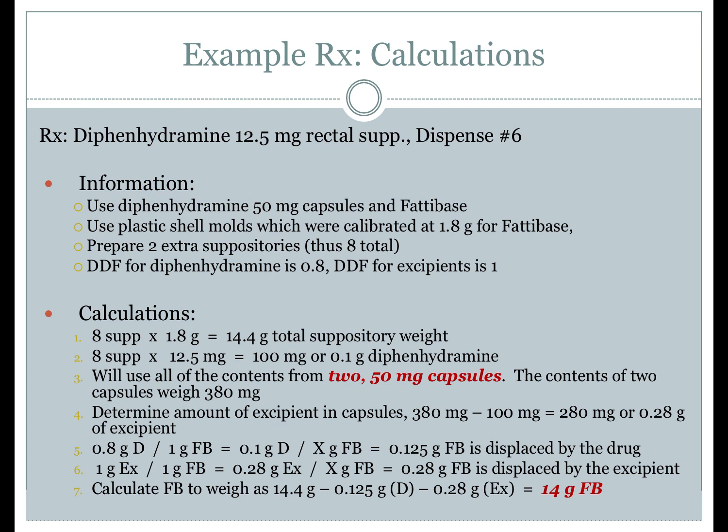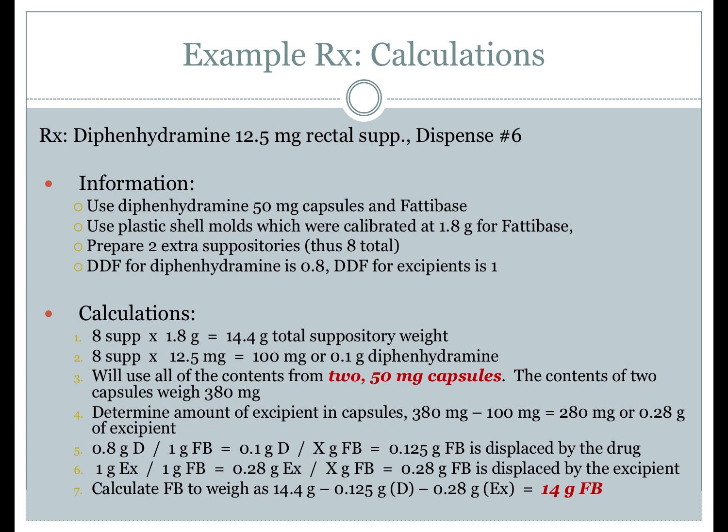Set up a proportion using its DDF as 0.8 grams of diphenhydramine over 1 gram of fatty base. Set that equal to 0.1 grams of diphenhydramine over X. Solving for X, we find that 0.1 grams of diphenhydramine will actually displace 0.125 grams of fatty base.